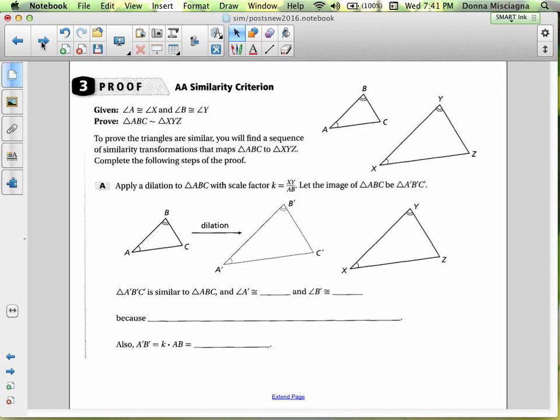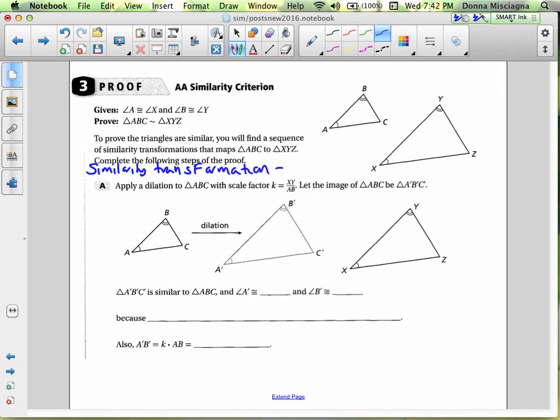So to prove that the triangles are similar, we need to find a sequence of similarity transformations that maps triangle ABC to triangle XYZ. All right, so to review, a similarity transformation is a dilation on its own, or I should say a dilation and possibly a congruence transformation. We can have just a dilation, but we can also have a dilation with a congruence transformation.